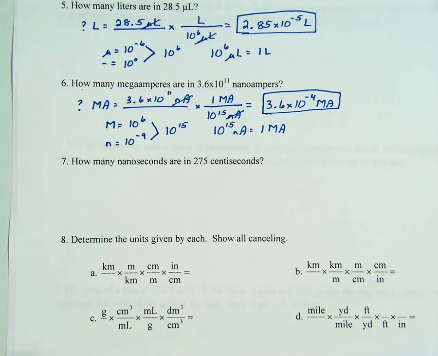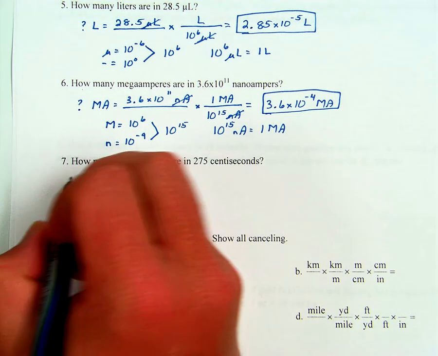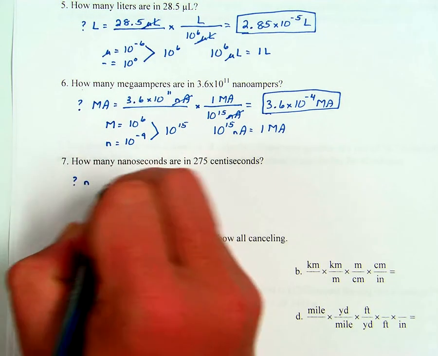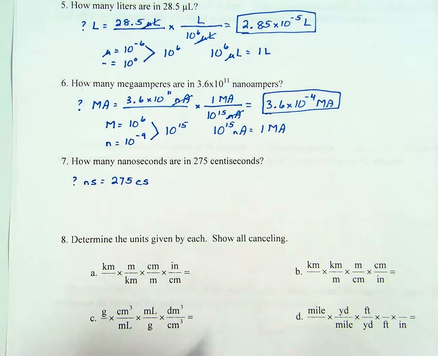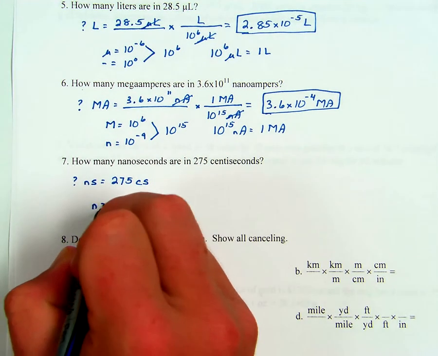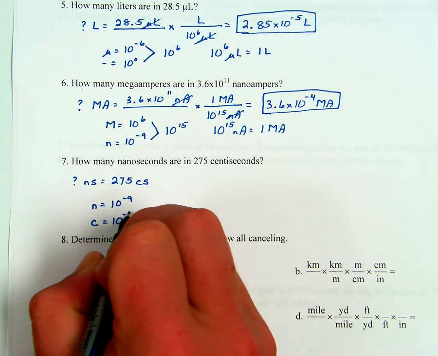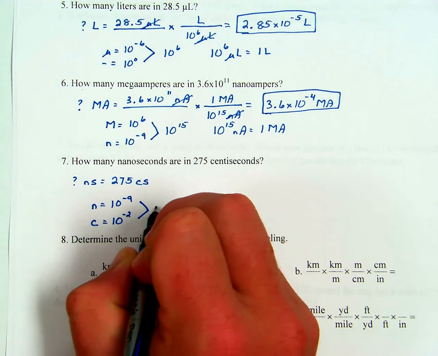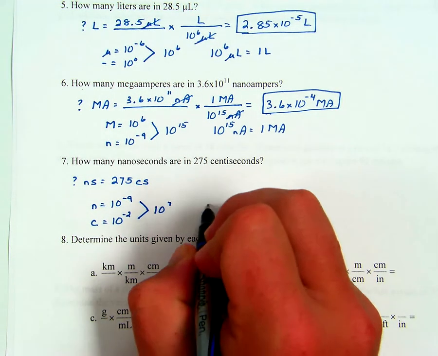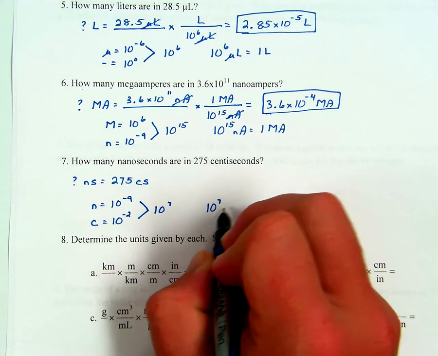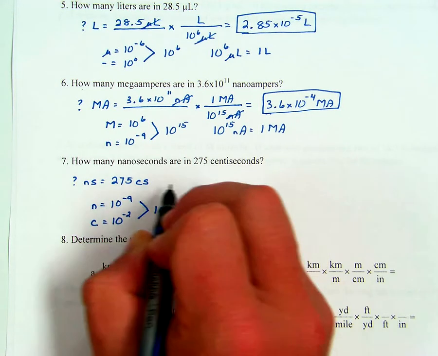Alright, last one. How many nanoseconds are in 275 centiseconds? Again, question mark nanoseconds equals 275 centiseconds. Nano, as we said before, is 10 to the negative 9th. Centi is 10 to the negative 2nd. So there are 7 powers of 10 between those two units. The nanosecond is the smaller unit, so there are 10 to the 7th nanoseconds in 1 centisecond.